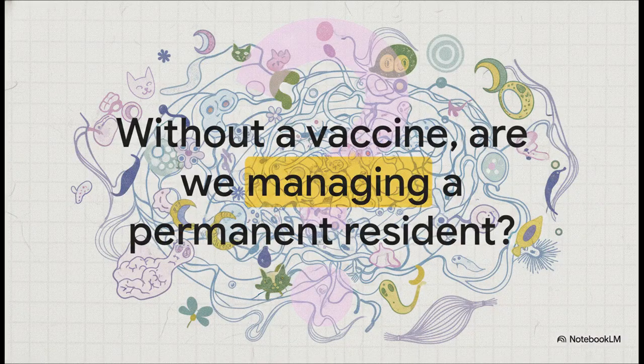Which kind of leaves us with a final thought to chew on. Toxoplasma gondii is an ancient, unbelievably well-adapted organism. It has woven itself into our environment, our food web, and our very bodies. With no human vaccine anywhere on the horizon, its success raises this really profound question. Are we actually fighting an invader anymore, or are we just learning to manage a permanent, silent resident of our shared world?